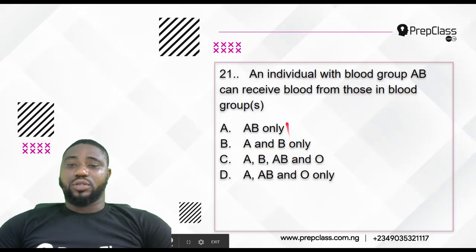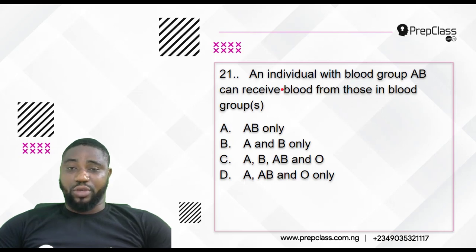Question 21. An individual with blood group AB can receive blood from those in blood groups. Who can donate blood to it? Is it AB only? Is it A and B only? Is it A, B, AB and O? Is it A, AB and O only?